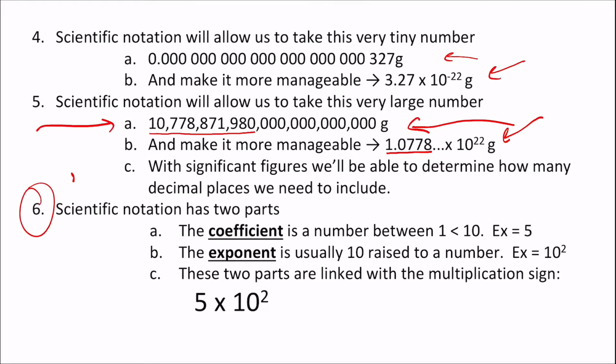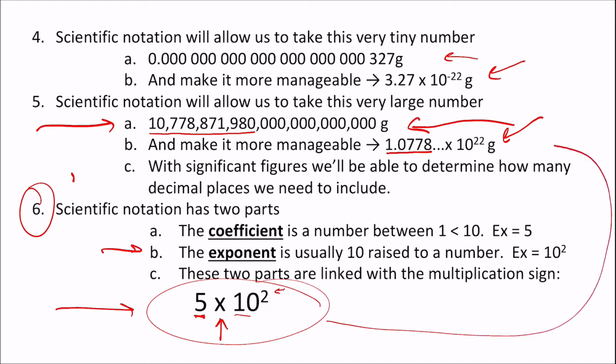Scientific notation is 2 parts. The coefficient is a number between 1 and less than 10. So if we look at this as our first example, the 5 is our coefficient. It's a number that's between 1 and less than 10, so 9 point something, all right? The exponent is usually 10 raised to a number, and the example here is it's raised to 2. These 2 parts are linked together with the multiplication sign. So this is scientific notation.